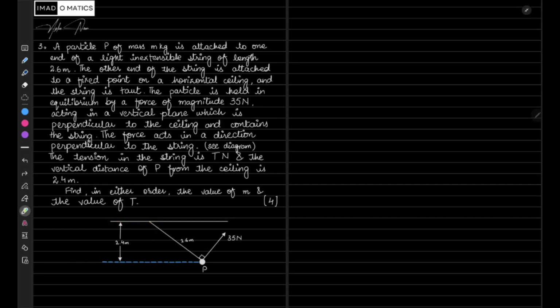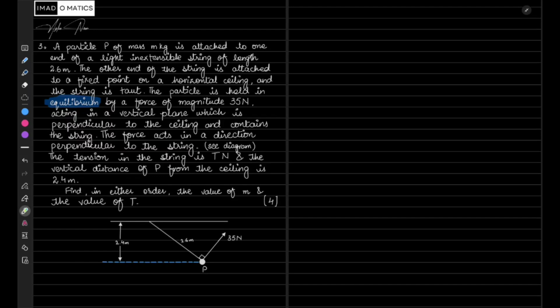Now they say the particle is held in equilibrium. So this is the important thing, that the particle is held in equilibrium by a force of magnitude 35 newtons. So by this force, it is held in equilibrium. So we have an equilibrium condition, and we will be applying the same rules for it: the sum of the forces is going to be equal to 0, or you can say the right forces are equal to the left, and upward forces are equal to downward forces.